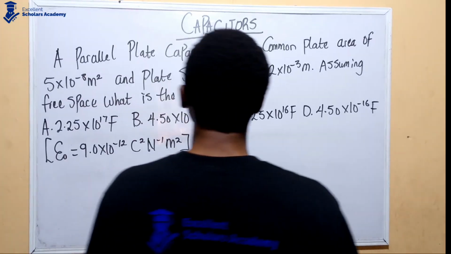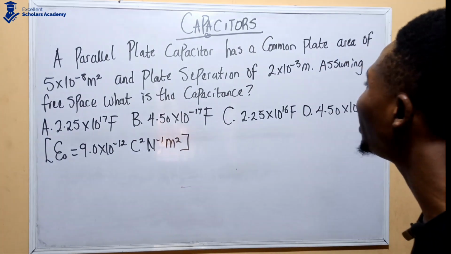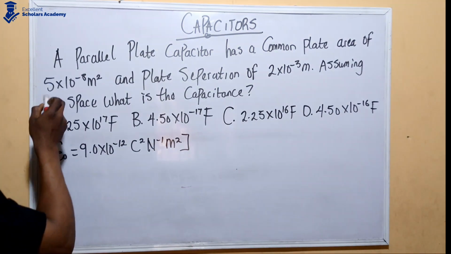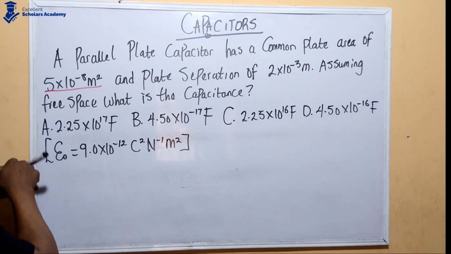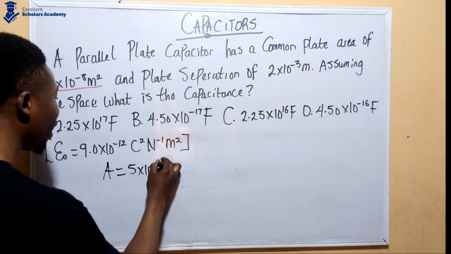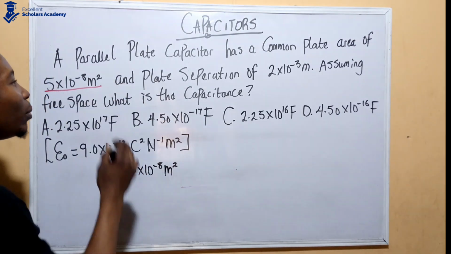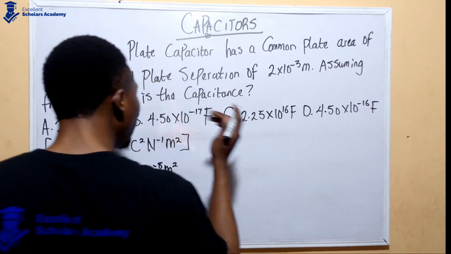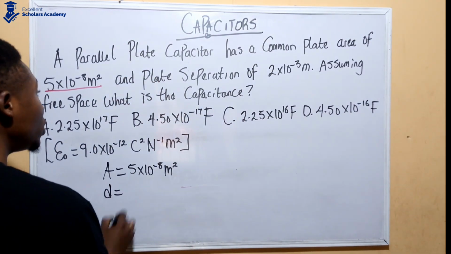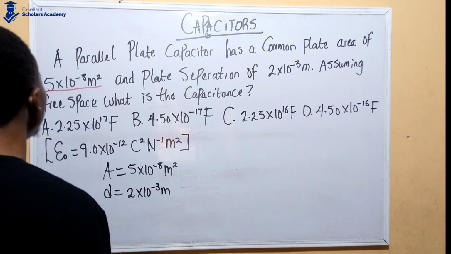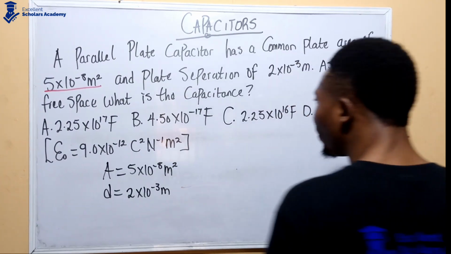A parallel plate capacitor has a common plate area of 5 times 10 to the power of minus 8 meters squared. So this is the area. And a plate separation, that's the distance between the plates, of 2 times 10 to the power of minus 3 meter. Assuming free space, what is the capacitance?